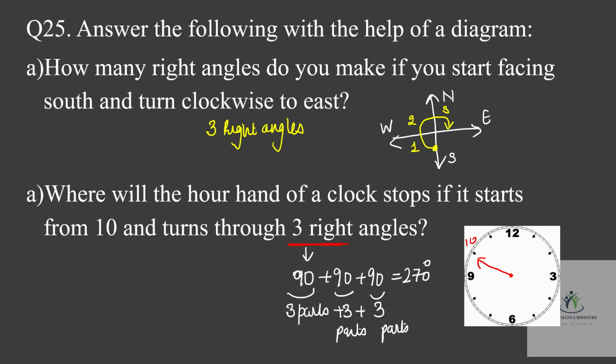Let's start moving. This is 1, 2, this is the third part, fourth part, fifth part, sixth part, seventh part, eighth part, and this is the ninth part. So where will it stop? It will stop at 7. This is your 270, and these all are parts. So the answer is: it will stop at 7.